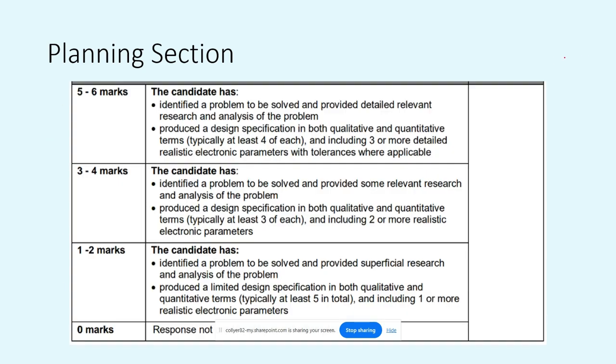Identify a problem to be solved, and well, that's fine. That's the first bit, description of problem and analysis of problem. Detailed relevant research is the bit that we're going to talk about. That's the new bit. Design spec, qualitative and quantitative, as normal. Notice it's now 4 of each, so it's slightly more, and 3 or more detailed realistic electronic parameters with tolerances where applicable. Previously, it was only 2. So slightly more expected of your design specification, but only really an extension of what you've already done.